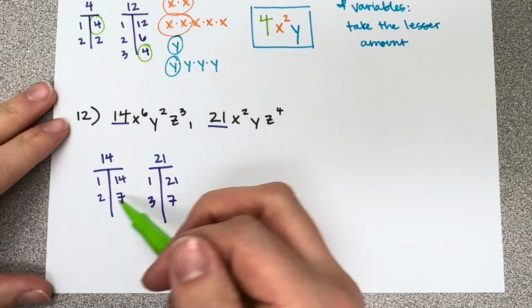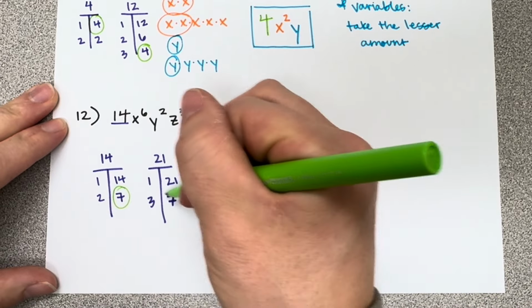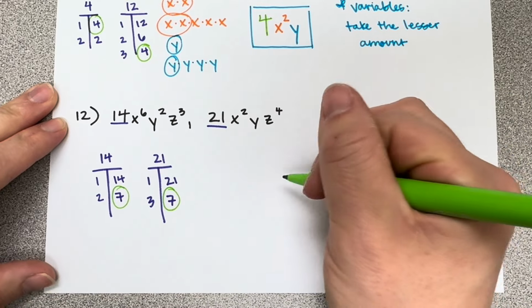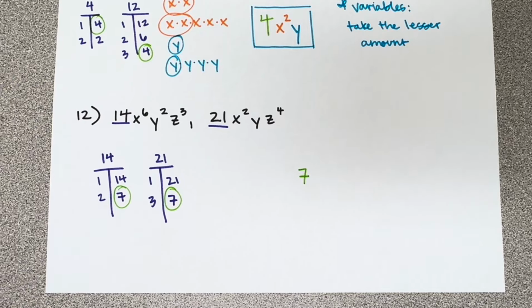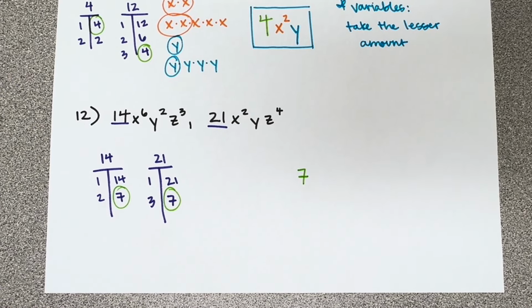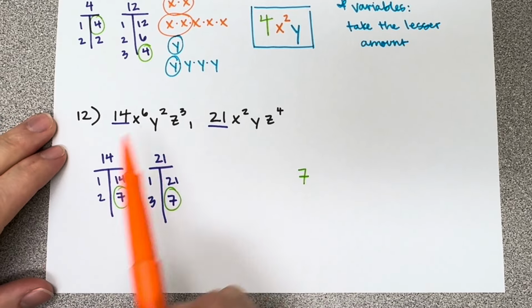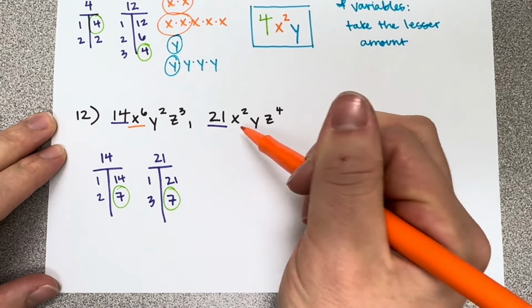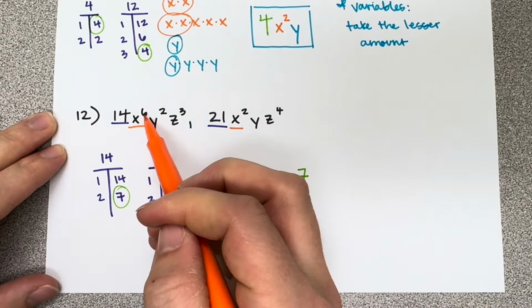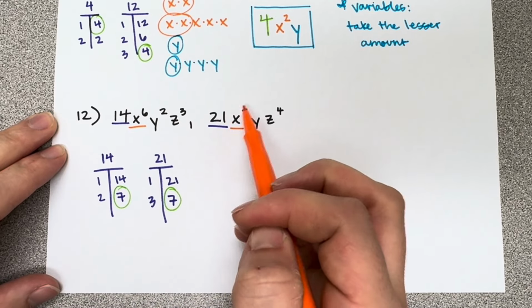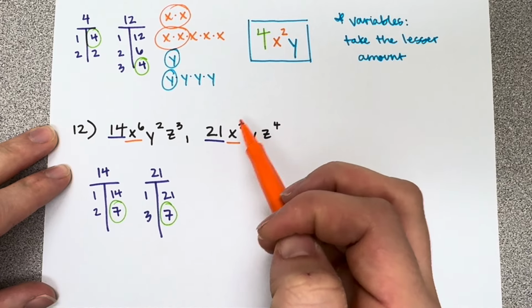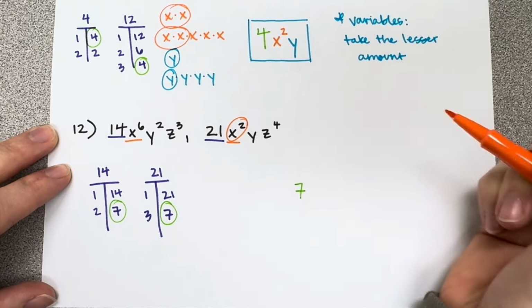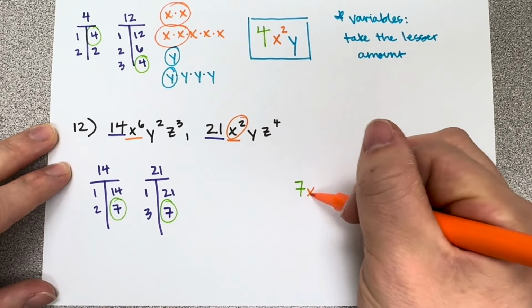Okay, well, the GCF between these two would be 7. So in my final answer, I know I'm going to have 7 as my coefficient. Okay, now I need to look at my variables. This time we have 3 variables, x, y, and z. Okay, so I'm gonna look at my x's. So this one has 6, this one has 2. Let's go ahead and just use our shortcut. Take the lesser amount. Okay, so that means I'm going to take 2 in my final answer. They both at least have 2.